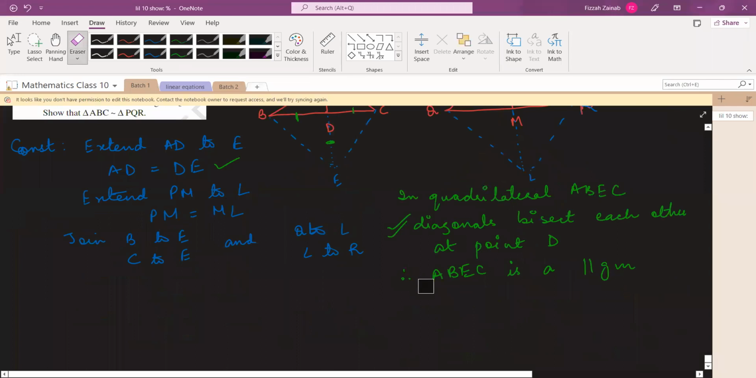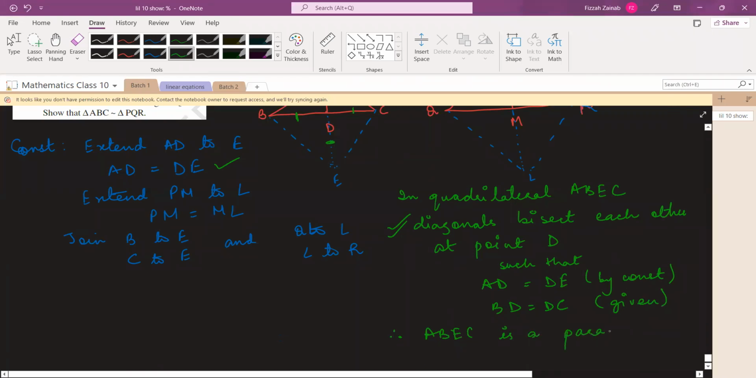Before writing, it's a parallelogram, just conclude. Diagonals bisect each other at point B, such that you mention that AD is equal to DE, right? By construction, we have constructed it this way, and BD is equal to DC. This was given. So already the diagonals are bisecting each other, and therefore ABEC is a parallelogram, right? Yeah. Okay.